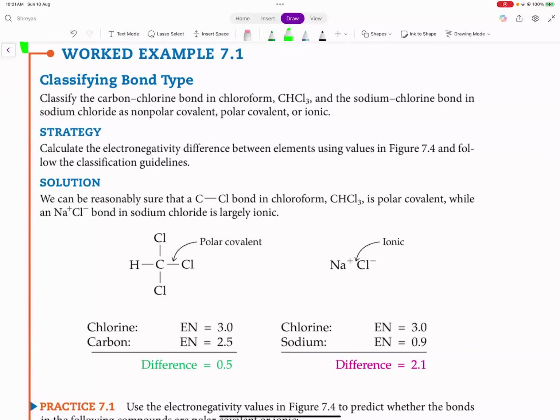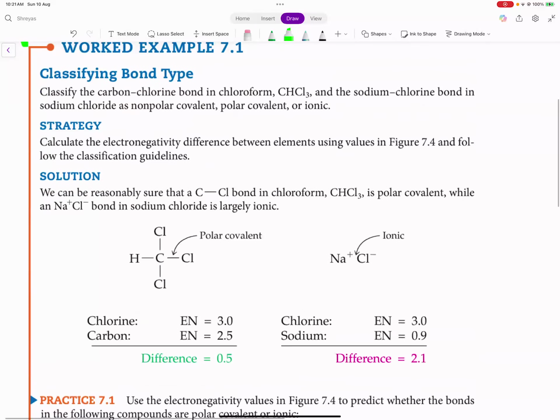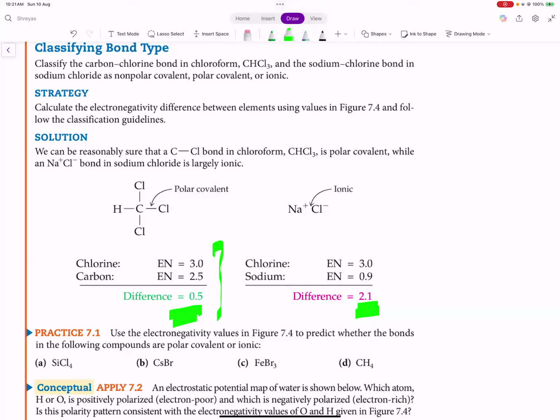Now worked example 7.1. So we have to classify if they are polar or non-polar. See, the electronegativity difference is 0.5. So this is polar covalent, and that is polar. Less than 0.5, it is non-polar, mostly. At least half a unit we need. Now you have to do 7.1.